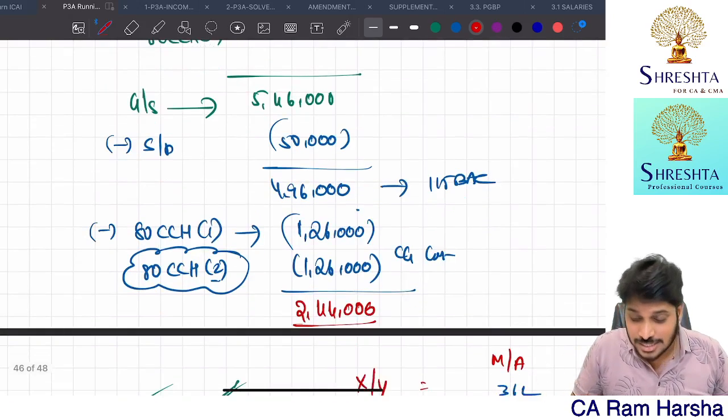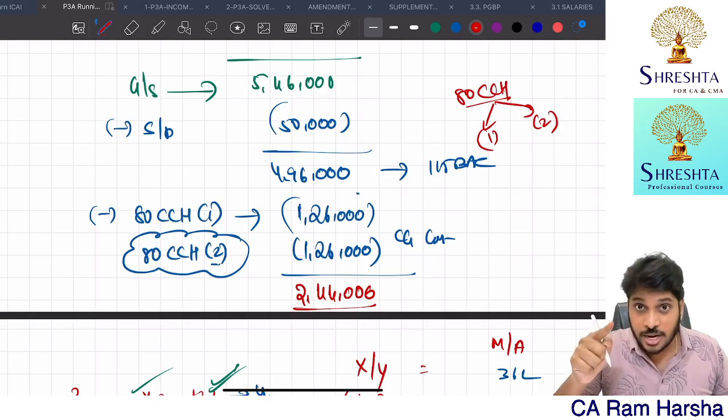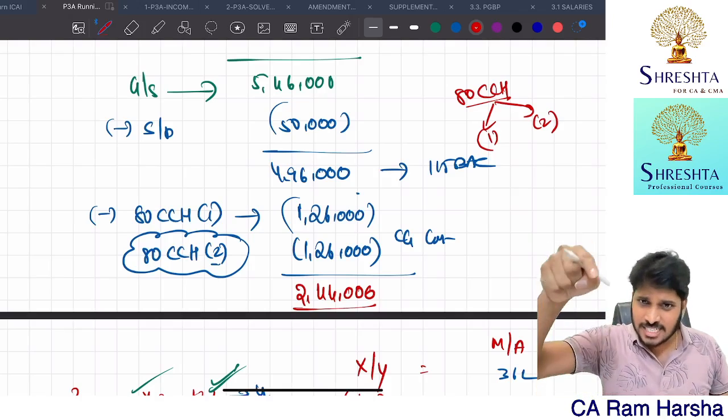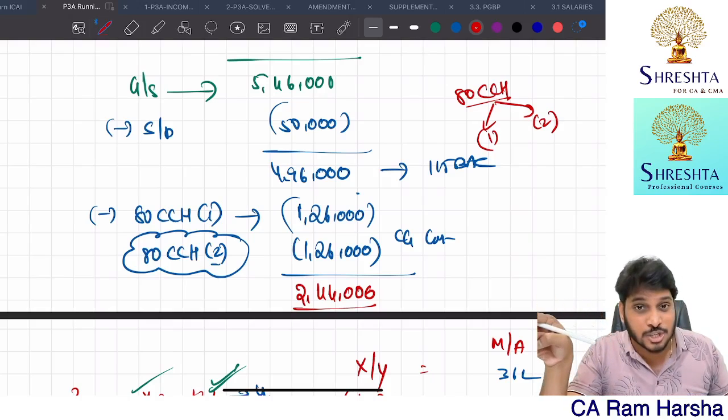Now, what the provision says, 80CCH says, if the Agniveer is contributing from his salary to the Corpus Fund, that deduction you will get under subsection 1. If the government is contributing an equal amount in your name, first it is taxed as income. Just like the contribution to the National Pension System under 80CCD subsection 2, same.